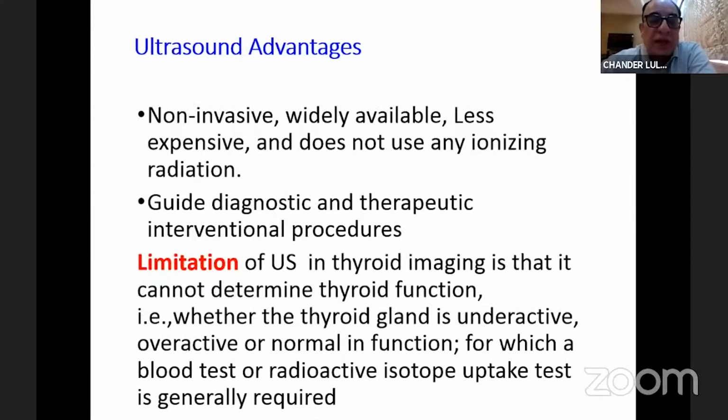nodules. The advantages, everybody knows, are that ultrasound is easily available, non-invasive, no radiation, inexpensive, and can be a portable bedside tool, and it can guide therapeutic and diagnostic interventional procedures. Of course, there are limitations. We cannot talk about thyroid function as you can with a nuclear scan, but with color Doppler, we can find out whether a nodule is vascular or non-vascular.